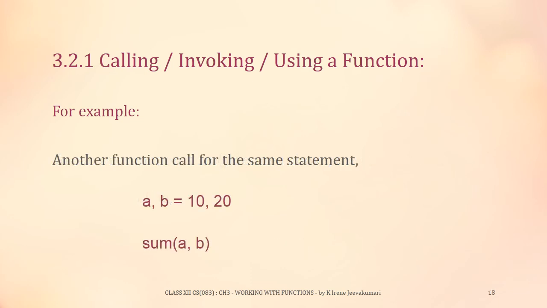Another function call for the same statement. Here two variables a and b are created by assigning the values 10 and 20. These variables are passed as arguments for this function sum. Previously we have learned the values or literals 3 and 4 were passed as arguments. Here the variables a and b are passed as arguments. From this we can understand for a function a value or literal or a variable can be passed as arguments.